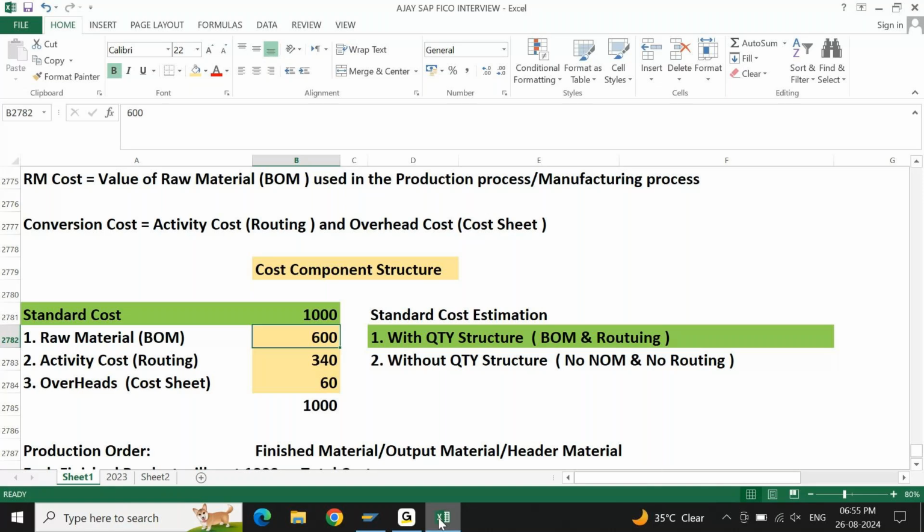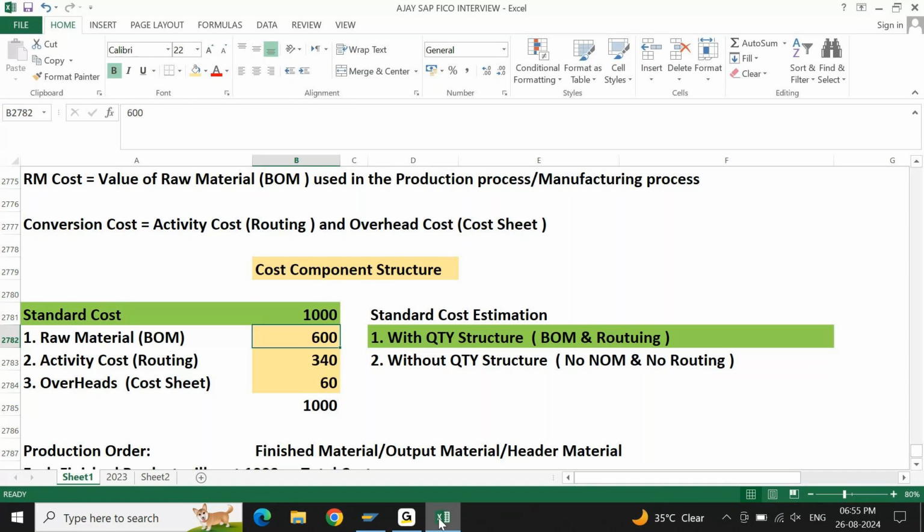Are we manufacturing one unit or more than one unit? More than one unit. For one quantity of production, the raw material cost is 600. For 100 quantity of production, what will be the raw material cost?